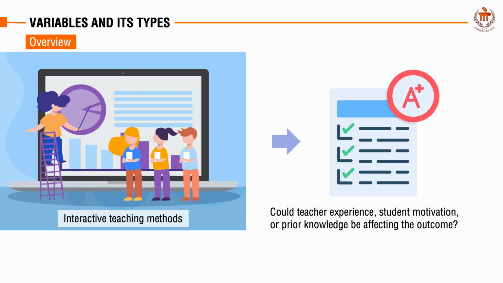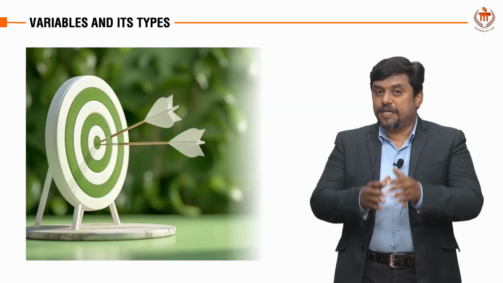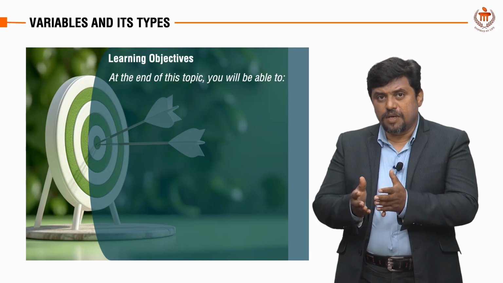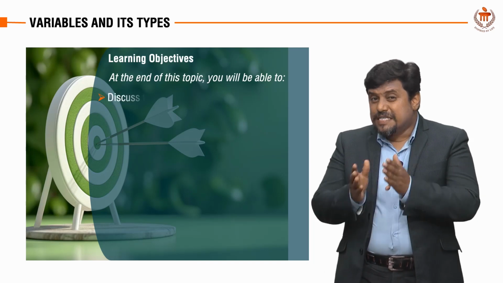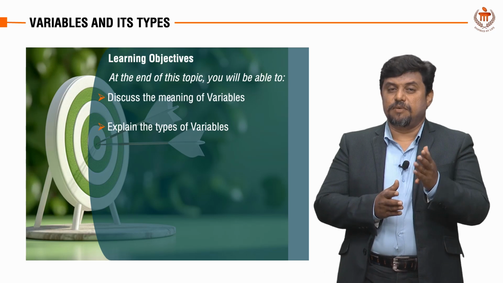To know this answer, let me ask you a question first. How do different types of variables influence the outcomes of research, and why is understanding them crucial for drawing accurate conclusions? To know this answer, it is very essential to understand the concept in depth. So let us proceed with the topic's learning objectives now. By the end of this unit, you will be able to discuss the meaning of variables, explain the types of variables.